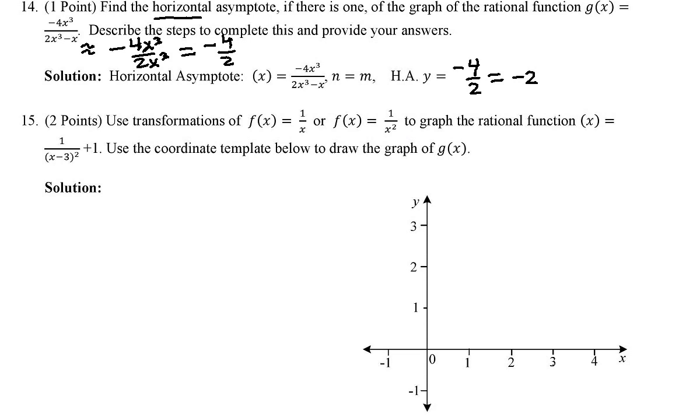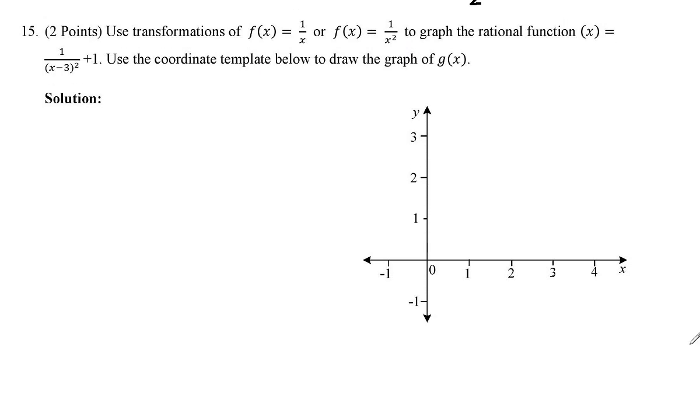And last problem here, we're using transformations of the function 1 over x or 1 over x squared to graph the rational function. This should actually be f of x equals 1 over x minus 3 squared plus 1. The graph we're going to start from is the 1 over x squared function. If you graph that, it looks like this. This is the x-axis, y-axis, and that's 1 over x squared.